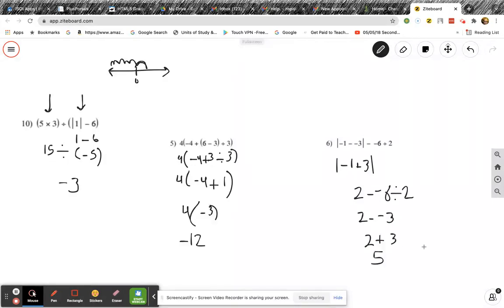So the key with this is to work from the parentheses outwards. Okay? Do remember that you should review integer operations as far as adding and subtracting, and then multiplying and dividing. There's rules, and you can use your notebooks.